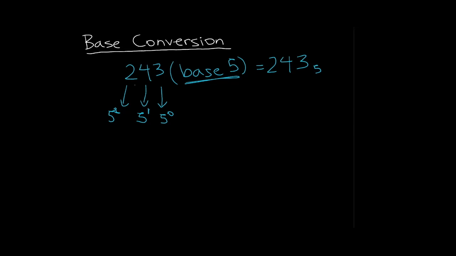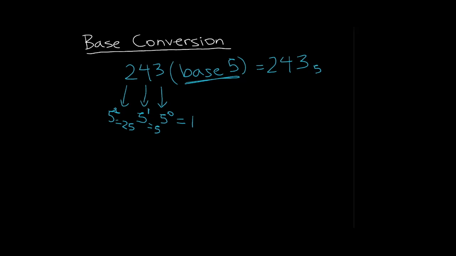So again, let's take a look at this value. We know 5 to the 0 is 1. 5 to the 1st is just 5. And 5 squared is 25. So if it's easier for you, you can think of it as the 1's place, the 5's place, and the 25's place, which sounds kind of weird, but remember, it's just like 1, 10, and 100, but now we have 1, 5, and 25, because this is base 5.